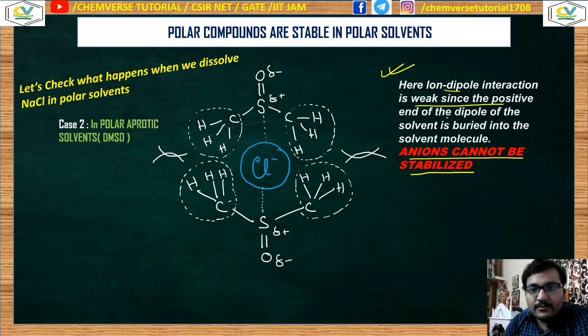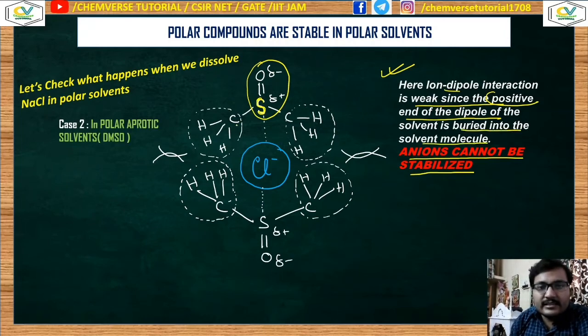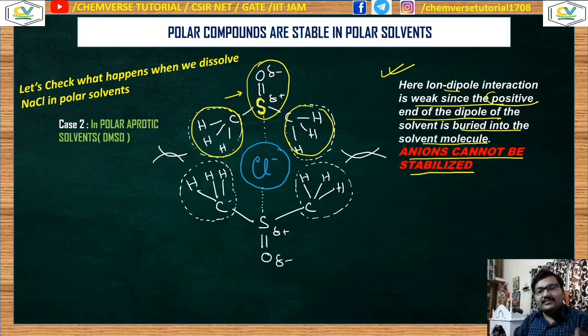You can see that over here the positive end of the dipole of the solvent molecule is pointing towards this one. The positive end means this sulfur is buried into the solvent molecule. You can think that it is to some extent present inside. So on the outside there are bulky methyl groups which are basically hindering the interaction between sulfur and chlorine.